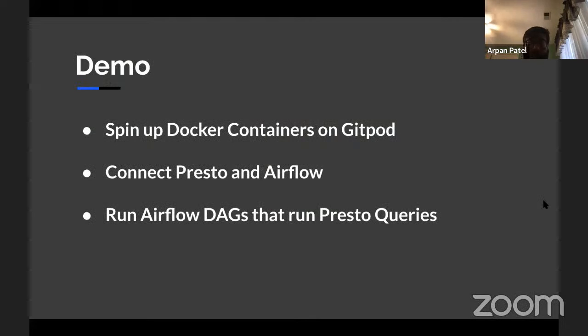And so today's demo is going to be focusing on spinning up the Docker containers on Gitpod. We are going to connect Presto and Airflow, and then we're going to run 3 Airflow DAGs that I've created for you. So again, the first Airflow DAG is just going to be a simple read from Cassandra to see what the data looks like on a basic read.